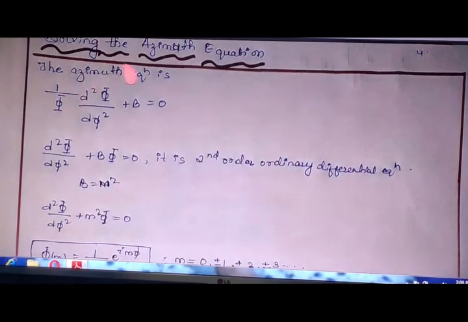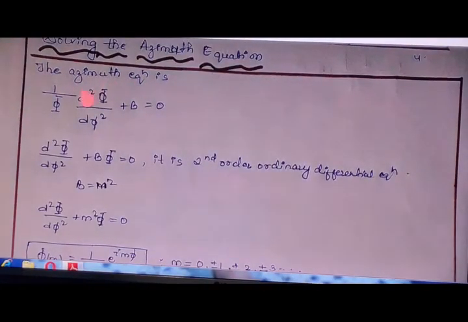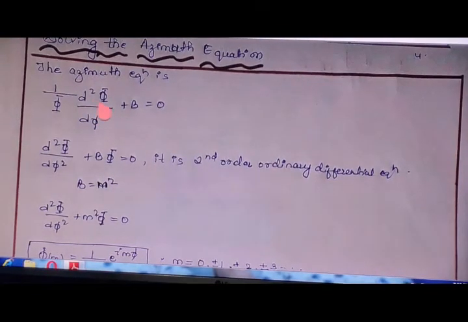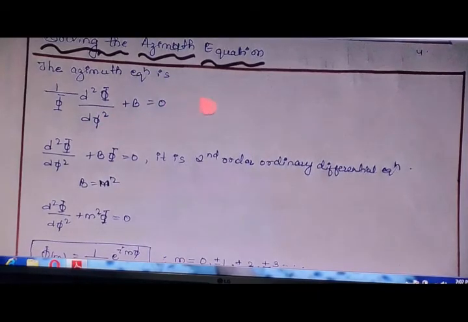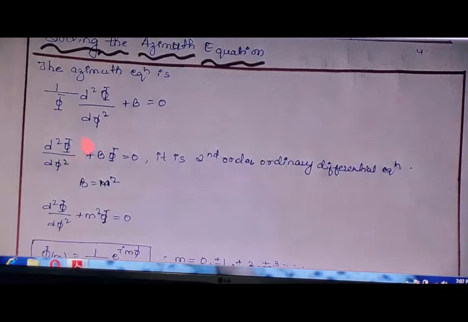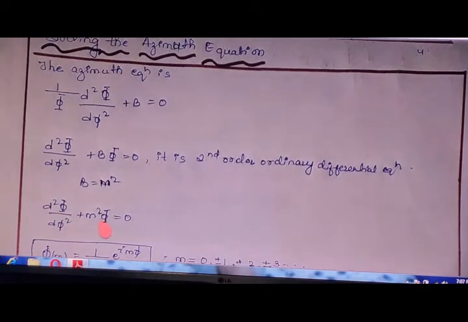Solving the azimuth equation. As we know, the azimuth equation is (1/Φ) d²Φ/dφ² + b = 0, that is, d²Φ/dφ² + bΦ = 0. It is a second order ordinary differential equation. We take b equals m². Therefore, putting the value of b equals m² in this equation, we obtain the equation as d²Φ/dφ² + m²Φ = 0.